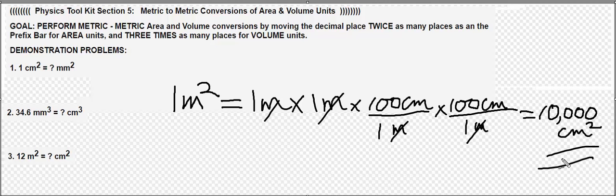So 1 square meter is not 100 square centimeters. 1 square meter is 10,000 square centimeters.